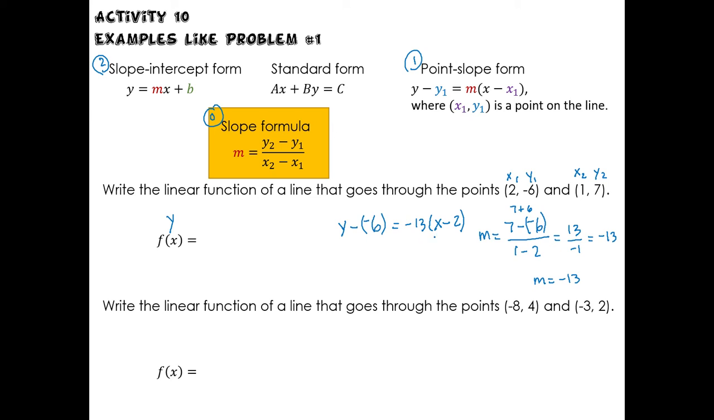So I'm just going to do a little bit of rewriting. I know that it's y plus 6, minus the negative, same thing as the plus, is equal to, now the way I get rid of parentheses, do you guys remember?